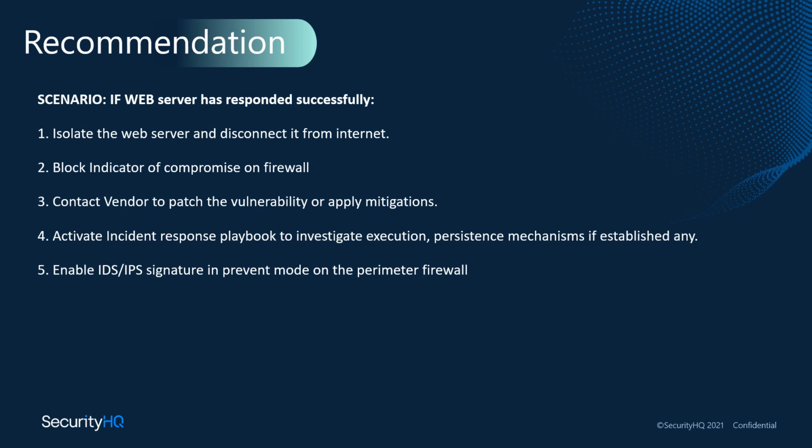You should also activate your incident response playbook. You should consider this server to be compromised, and investigate it thoroughly to identify any signs of execution and persistence mechanisms if the attacker has established any. It also involves updating your perimeter firewall. The IDS/IPS module of the firewall should be enabled and the signatures updated, and they should be put into prevent mode, so that the requests coming from the internet are not reaching your web server.